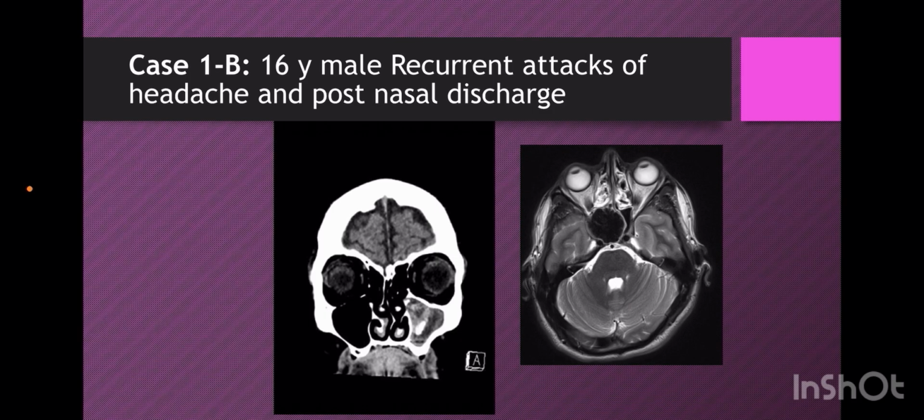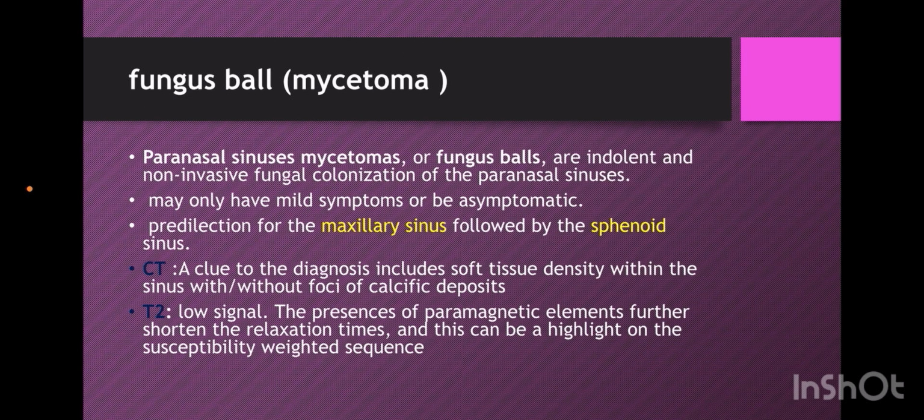In another patient with the same pathology, you can see in the T2 images opacification of the right sphenoid sinus that is completely low signal on T2. It is a fungus ball, or mycetoma. It has a predilection for the maxillary sinus followed by the sphenoid sinus, and the most important feature is the central calcifications, which are usually low signal intensity on T2.